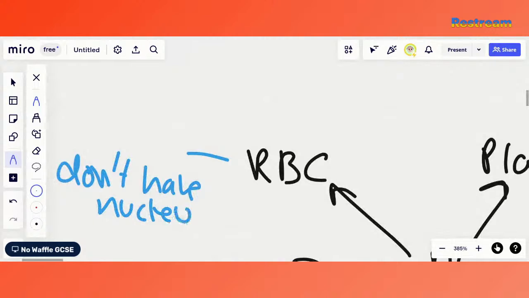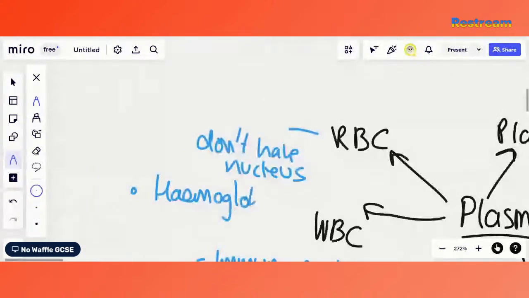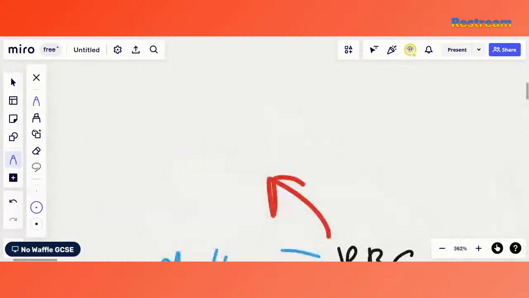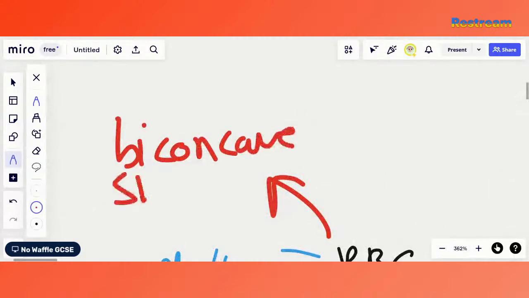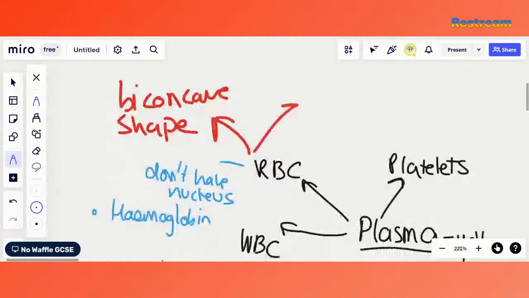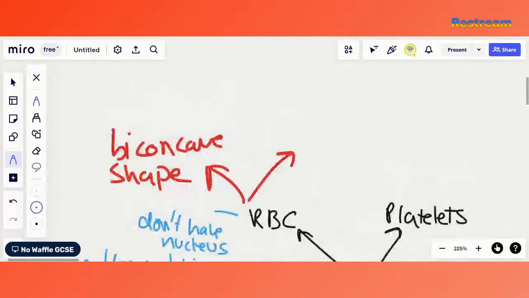They have the chemical hemoglobin, which combines with oxygen to form oxyhemoglobin, and therefore carries oxygen around the blood. You may be asked for some advantages of red blood cells, and you can talk about the biconcave shape of red blood cells. You can also discuss how red blood cells, because they don't have a nucleus, have a lot more space for oxygen.